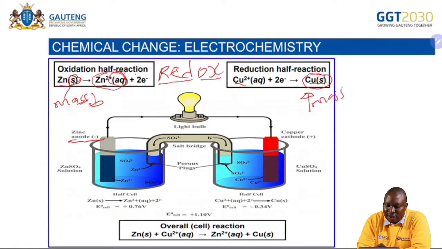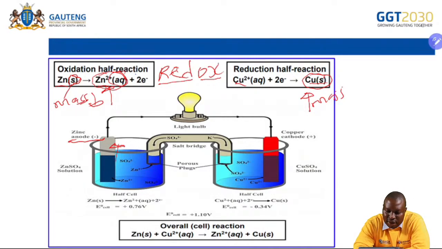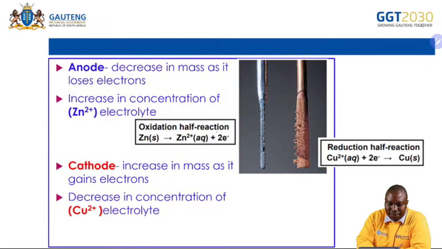The other thing which is of importance is to say, as zinc loses electrons to become zinc 2 plus and its mass is decreasing, what is increasing is the solution. The zinc 2 plus will increase. So the solution on this side will increase. Remember that solution we said is the electrolyte. So there will be an increase in the concentration of the electrolyte.